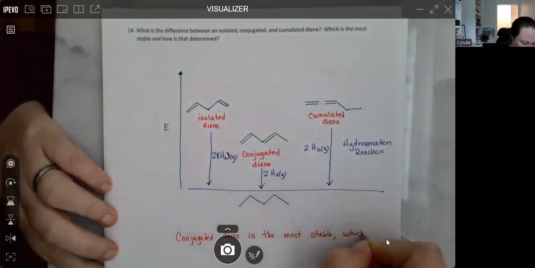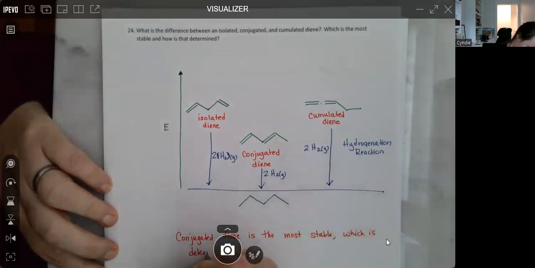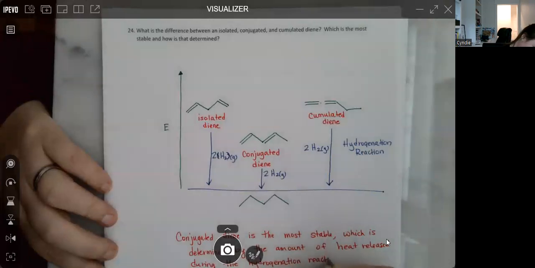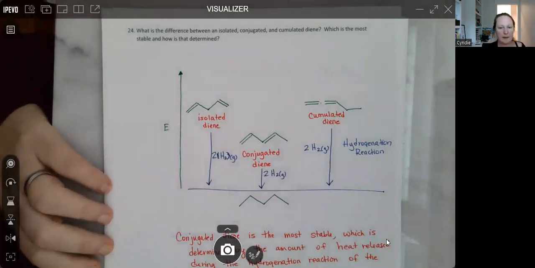Right, which is determined by the amount of heat released during the hydrogenation reaction of the 3 isomeric dienes. Okay.